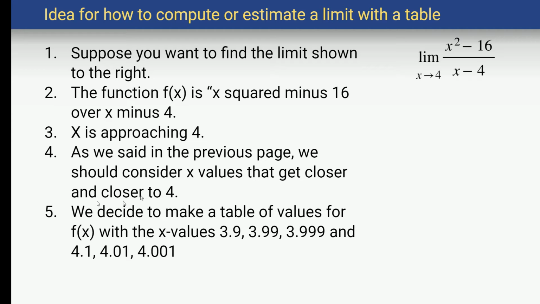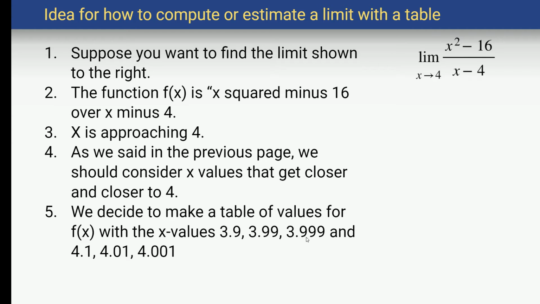So what we're going to do is make a table of values. And our table of values are going to use these values for x: 3.9, 3.99, 3.999. Why are we going to use those? Well, because x is supposed to approach 4. So 3.9 is close to 4. 3.99 is closer to 4.